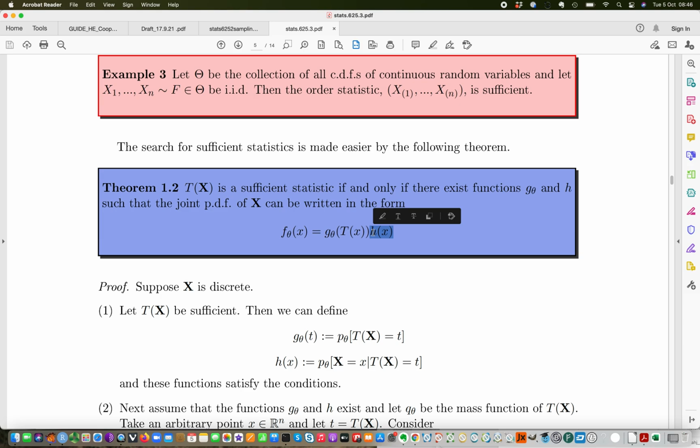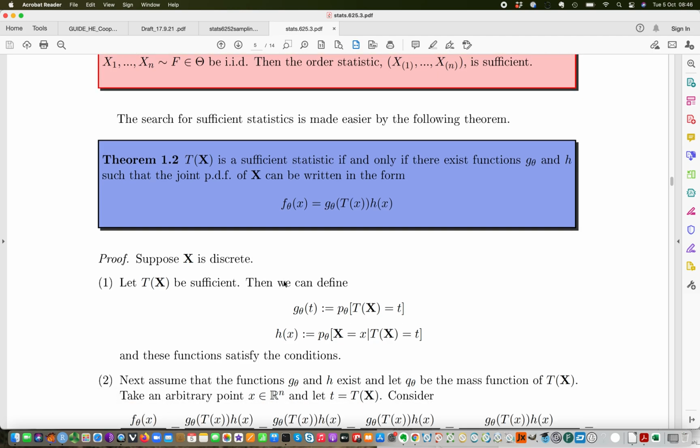Then we've taken the initial density, or probability mass function, and we ripped it into two parts. One part contains the theta and T of x, the other part contains only x's. Of course, if there was a theta separately, without any x's, any T of x's, then we would just incorporate that part into g.